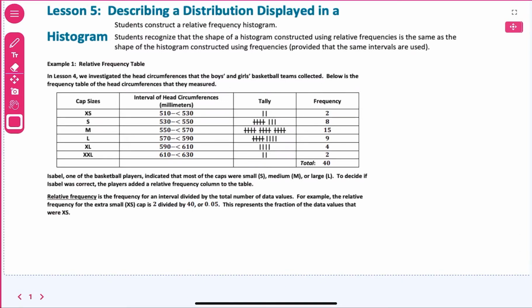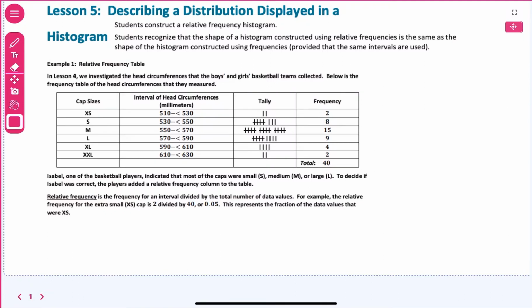Math 6, Module 6, Lesson 5, describing a distribution displayed in a histogram. Students will construct a relative frequency histogram, and students will recognize that the shape of a histogram constructed using relative frequencies is the same as the shape of a histogram constructed using frequencies, provided that the same intervals are used.